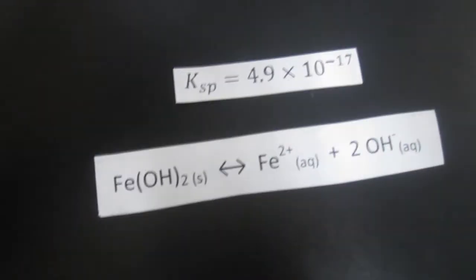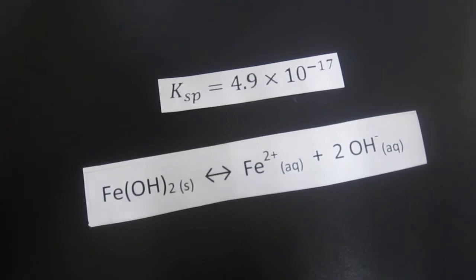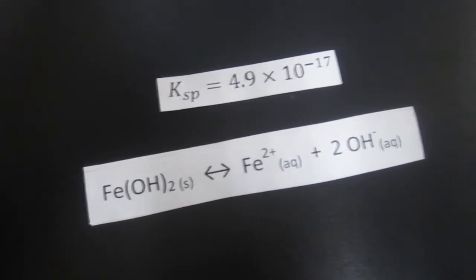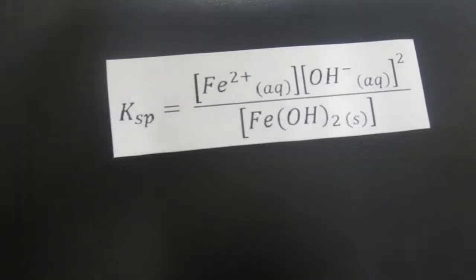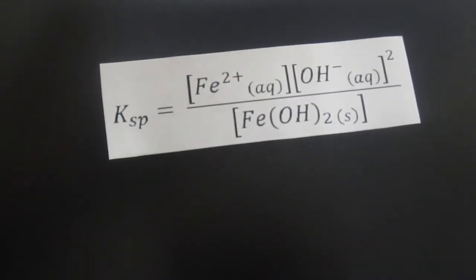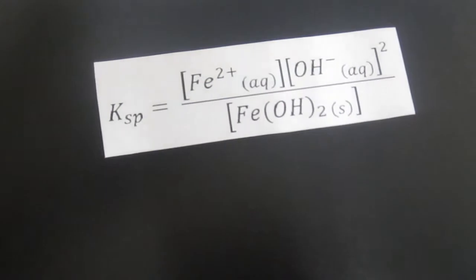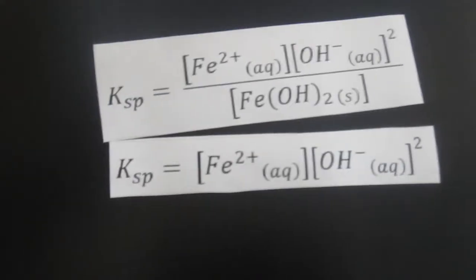The Ksp value of iron(II) hydroxide is given to be 4.9 times 10 to the negative 17, and the dissociation equation is shown here. To find the concentration at which iron(II) hydroxide is at saturation, we can plug the dissociation equation into the solubility equilibrium law. Because the reactant is a solid and the concentration of a solid cannot change, it can be removed from the equation and just be considered as part of the solubility product constant.